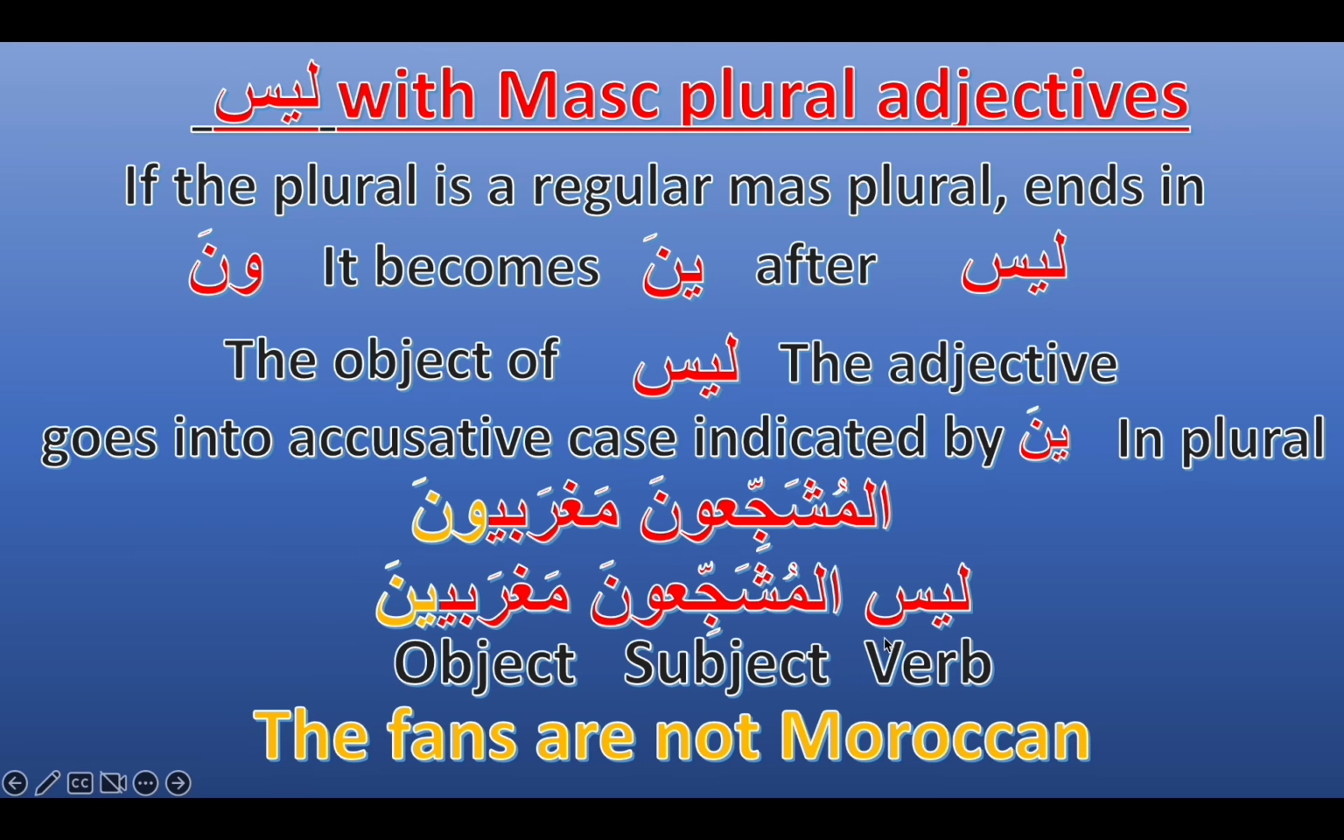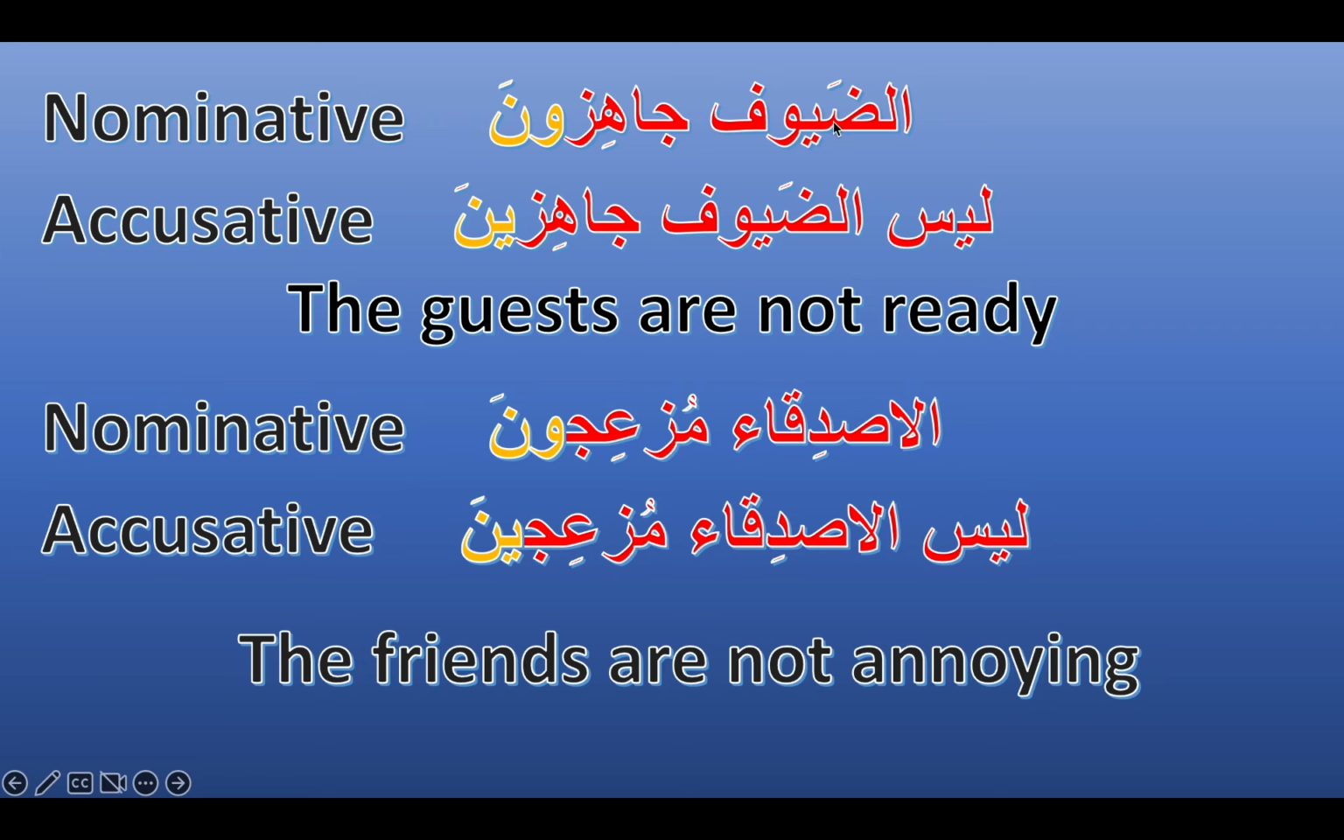Let's see a few more examples. الضيوف جاهزون. This is in the nominative case, but if we want to say the guests are not ready, it's ليس الضيوف جاهزين. Why? Because the object of laysa, i.e. the adjective ready, is in the accusative case. Notice again, it's the singular. It's not ليسوا الضيوف, it's ليس الضيوف.